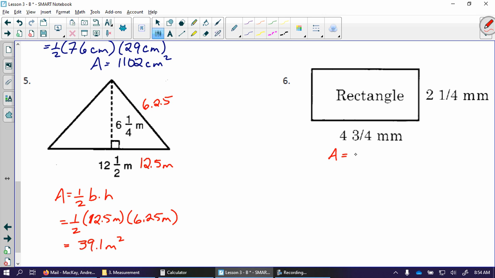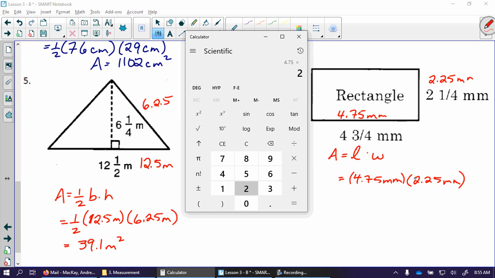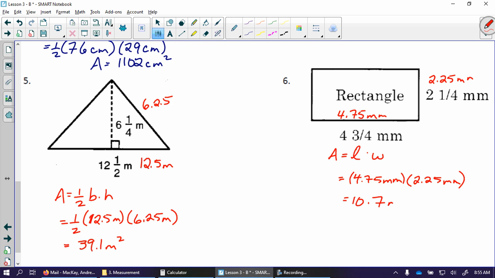And lastly, the area of a rectangle is length times width. 2.25, 4.75. So the area is the length, 4.75 millimeters, times the width, 2.25 millimeters. 4.75 times 2.25 gives us 10.6875 or 10.7 millimeters squared.